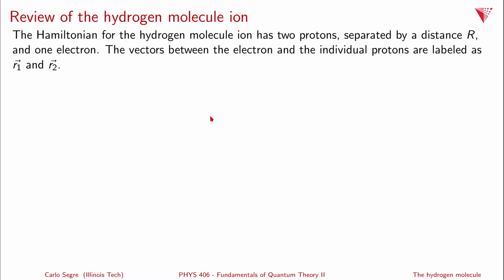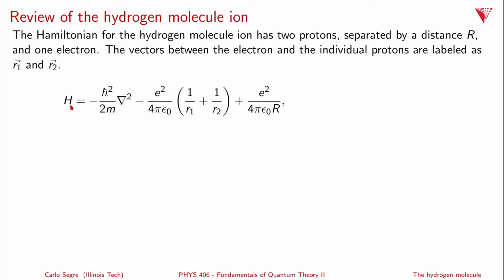So, if you recall, the Hamiltonian for the hydrogen molecule ion has two protons separated by a distance R and one electron. The vectors between the electron and the individual protons were labeled as r1 and r2. The Hamiltonian was given by the Laplacian times minus h bar squared over 2m for the electron, minus e squared over 4 pi epsilon naught times 1 over r1 plus 1 over r2, which is the potential energy of the electron with respect to each of the two protons, proton 1 and proton 2.